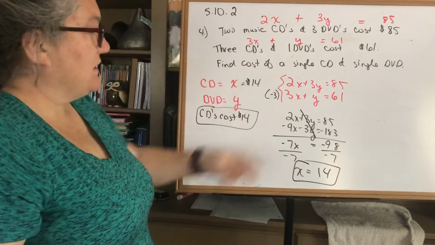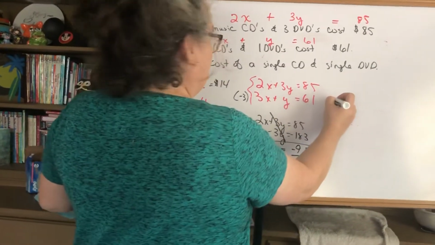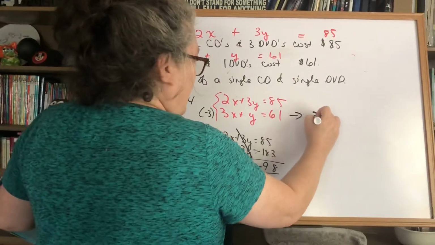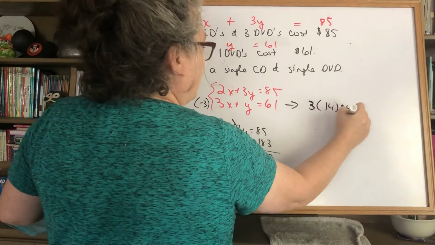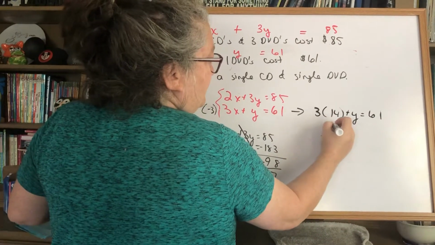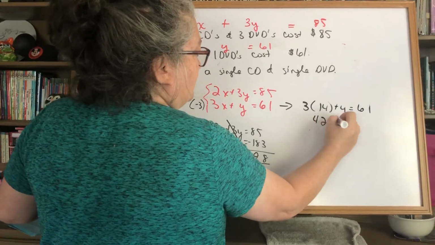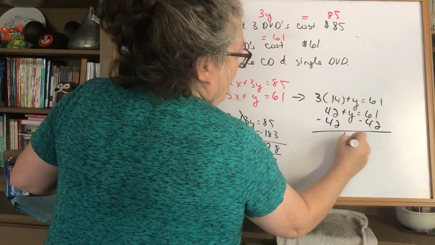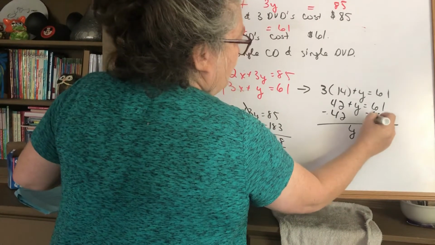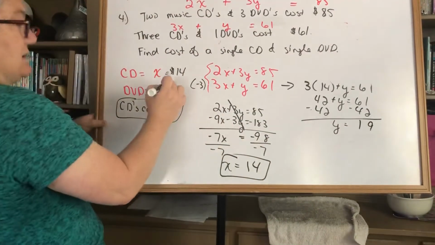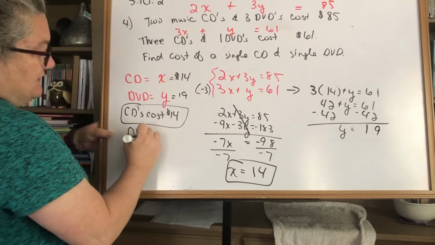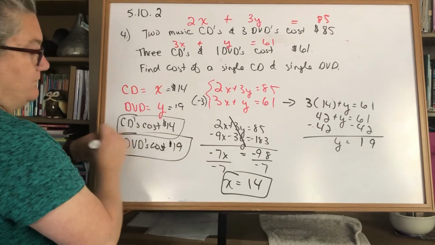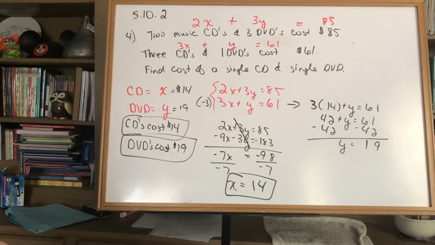Now I need to find my DVD. I can put it into either one of these. I will probably pick this one just because Y is almost by itself. 3 times 14 plus Y equals 61. 3 times 4 is 12. 3 plus 1 is 4, 42 plus Y equals 61. Subtract 42. Y equals 2 from 11 is 9. 4 from 5 is 1. Y equals $19, or DVDs cost $19. Okay? All right. Let's try another one.